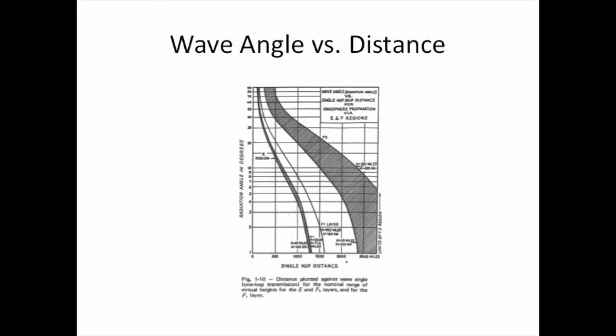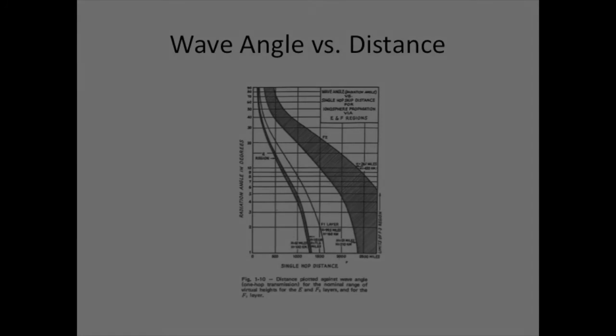Now, the radiation angle has to do with how far you're going to be able to get per hop. Now, we're assuming here that we're doing communication via the ionosphere. Now, as you look at the chart, the left-hand side axis shows the wave angle in degrees.